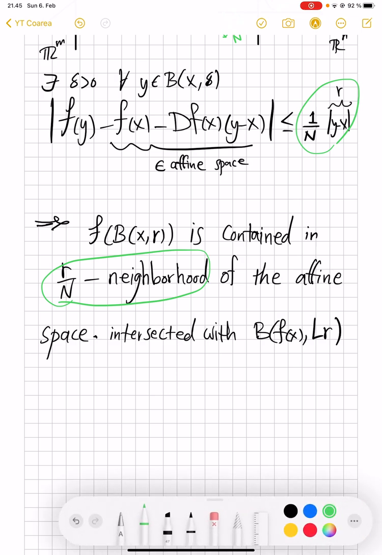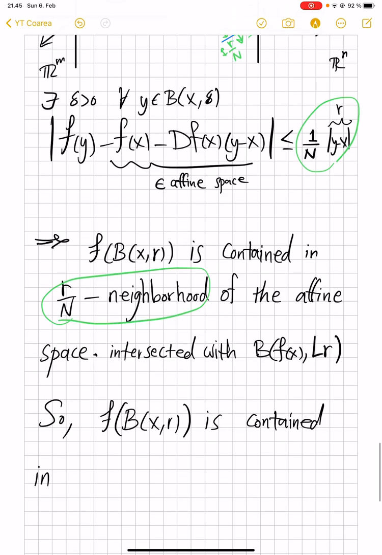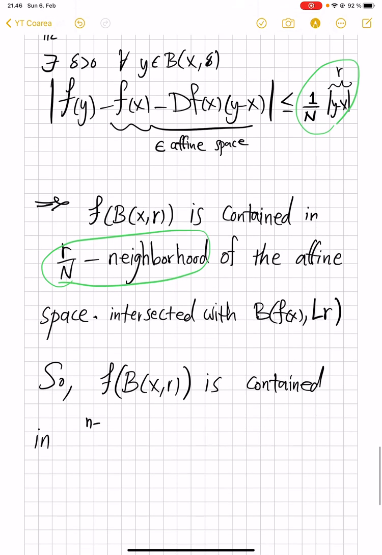There are, okay, f of ball(x, r) is contained in, okay, along n minus 1 many directions, I have to divide by n. So I can put a grid of side length n in the subspace of dimension n minus 1.